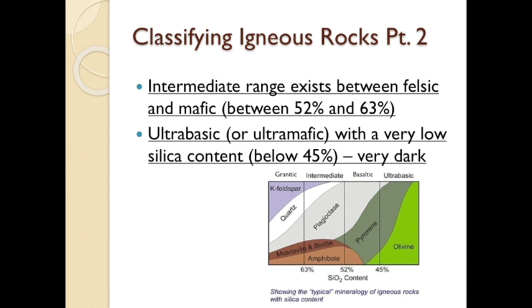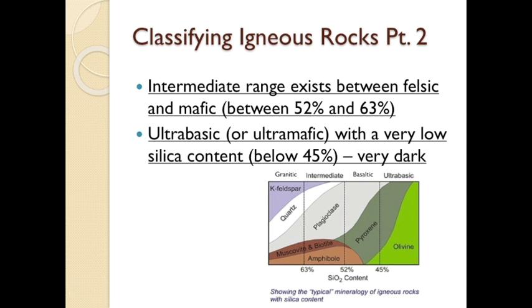And then we have an intermediate range that exists between felsic and mafic, and this is usually going to be the 52 to 63%, and you can see it falls right in here. So you have granitic or felsic, which is light in color, your intermediate, and then it goes to basaltic, and this is where it gets much darker, and then you go to ultrabasic or ultramafic, and these are going to be very low in silica, usually below 45%, and as a result, that leads to a very dark colored rock.